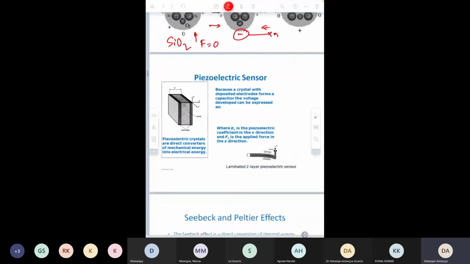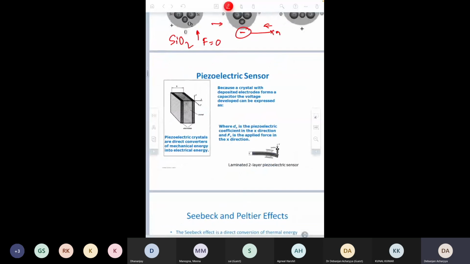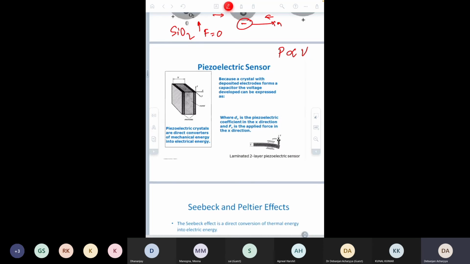Okay. Now, how can we use the piezoelectric sensor? We can use the piezoelectric sensor to measure the pressure, because the force is proportional to the generated voltage, so we can measure the pressure by using this piezoelectric crystal. So this is the crystal which converts mechanical energy to electrical energy.